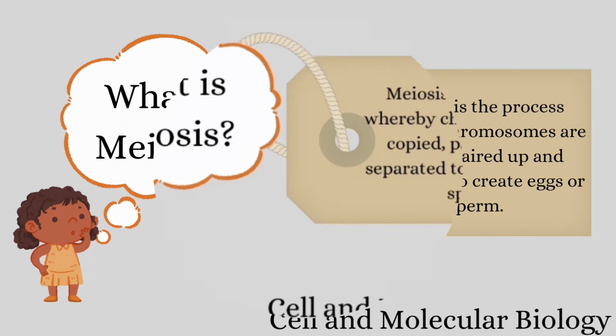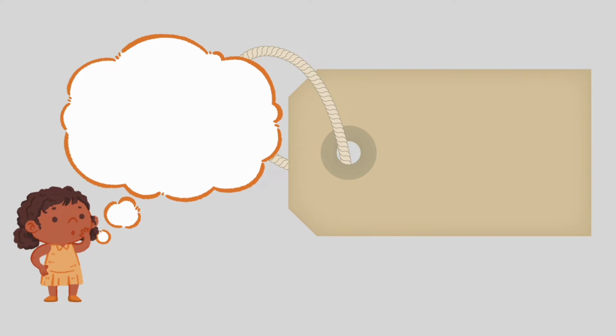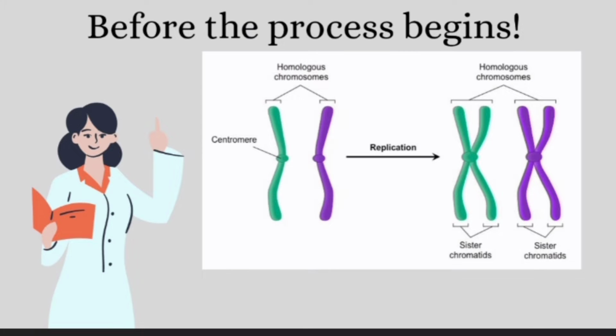So first, what is meiosis? Meiosis is the process whereby chromosomes are copied, paired up, and separated to create eggs or sperm cells. Before meiosis begins, some important changes take place within the parent cells.